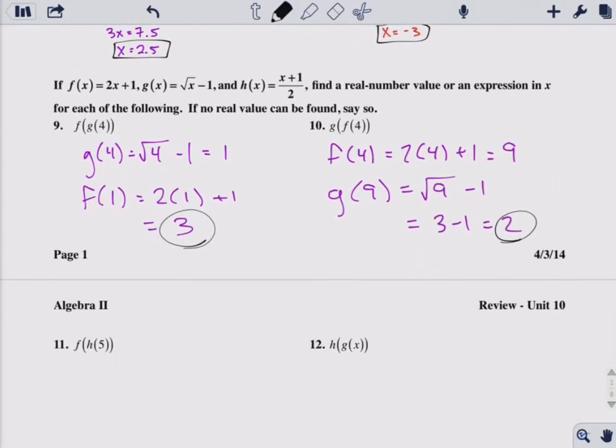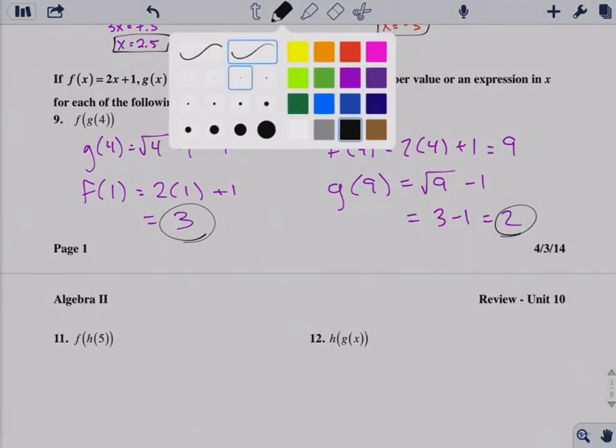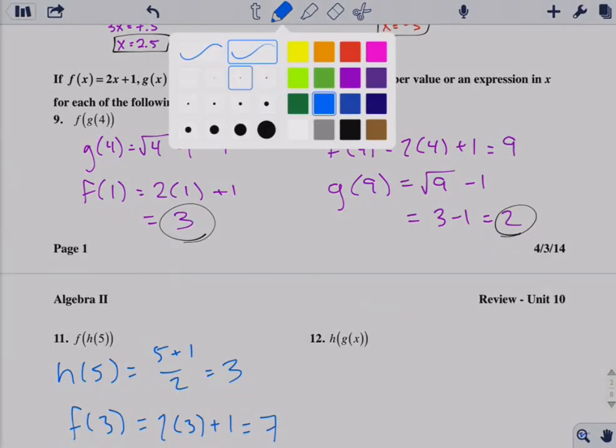So I'm going to go ahead and do 11 and 12 because they're the same type of problem. At 11, f of h of 5 is equal to 5 plus 1 over 2, or 3, and then f of 3 is equal to 2 times 3 plus 1. That's 7.